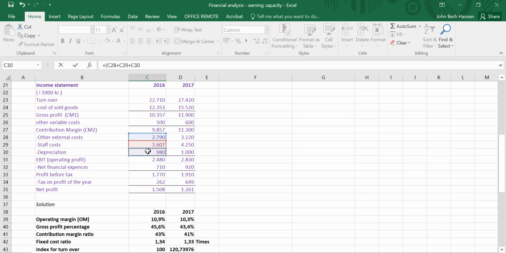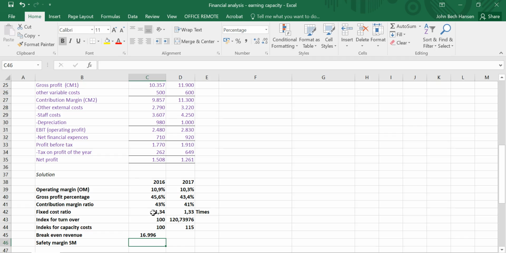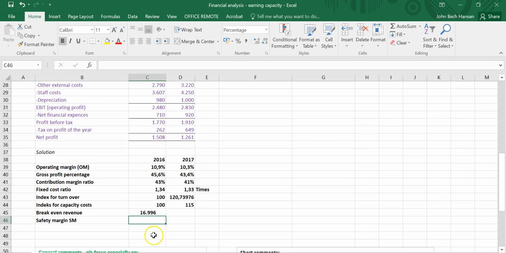Okay, so I'll just finish this one. These are all the capacity costs, and I'll divide that with the contribution margin ratio, giving me a break-even revenue of 16,996. So 16,996,000.